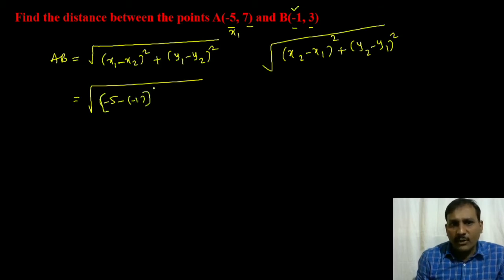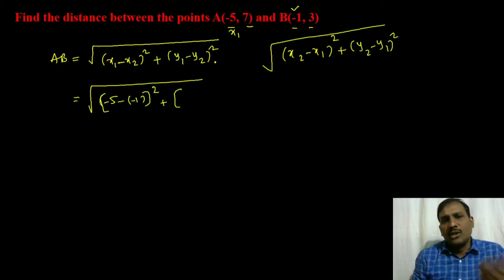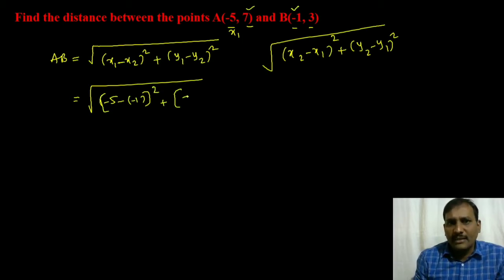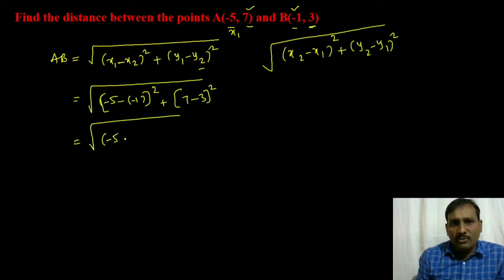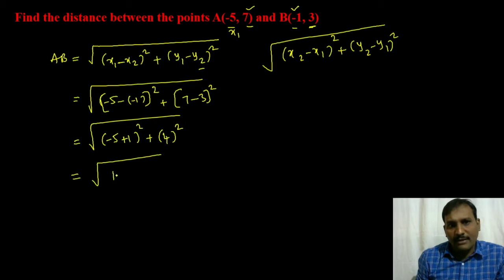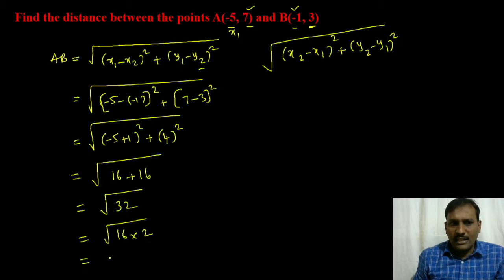You should be very careful with the symbols. Otherwise, you will lose the answer. y1 is 7, y2 is 3, so 7 minus 3 whole square. So that is minus 5 minus into minus, plus 1 whole square, plus 7 minus 3, 4 square. So minus 5 plus 1 is minus 4 whole square is 16, plus 4 square is 16. So 16 plus 16 is 32. You can write it as 16 into 2. Root 16 is 4 and root 2 will be as it is. So 4 root 2 units is the answer.